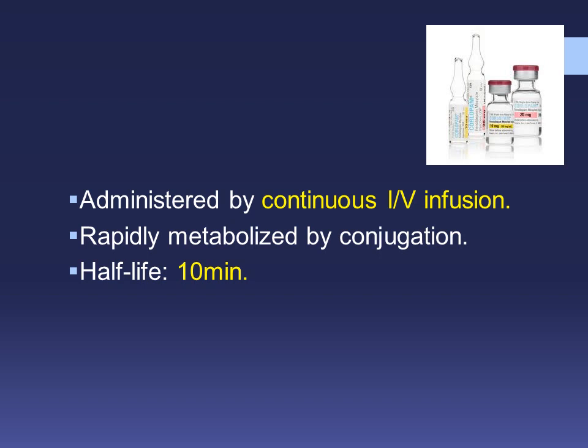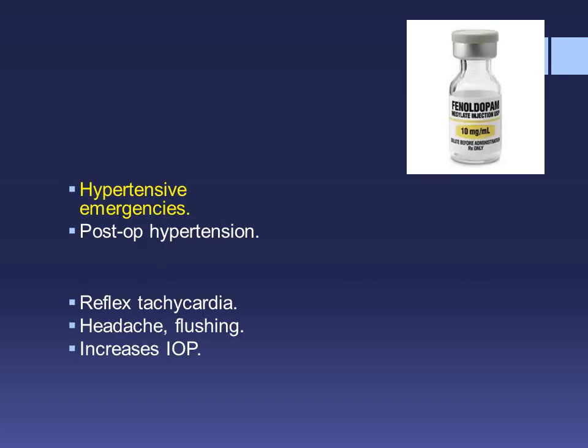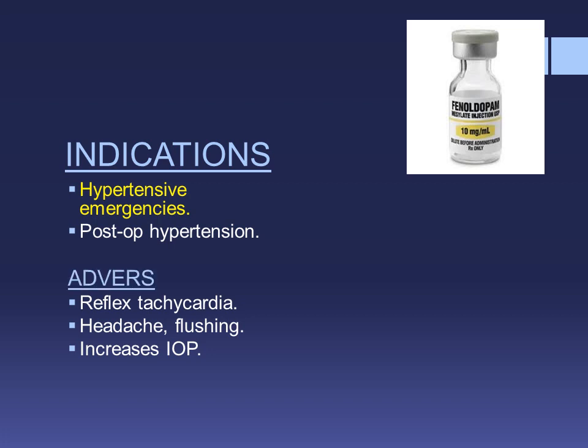It is administered by continuous intravenous infusion. It is metabolized by conjugation, which is a phase 2 reaction of biotransformation. Its half-life is only 10 minutes. That is why we give it through continuous infusion. Its indications are hypertensive emergencies and post-op hypertension, and adverse effects are increased heart rate, but reflexly, headache, flushing, and increased intraocular pressure as well. So this drug is to be given with caution in patients with glaucoma as well.